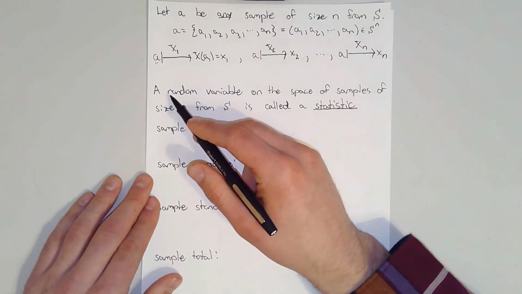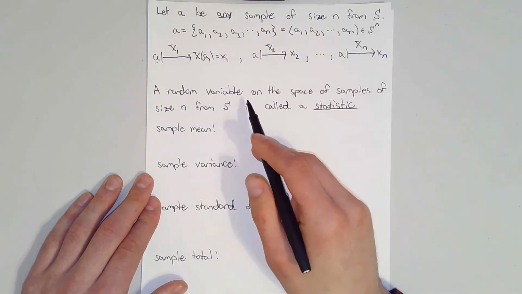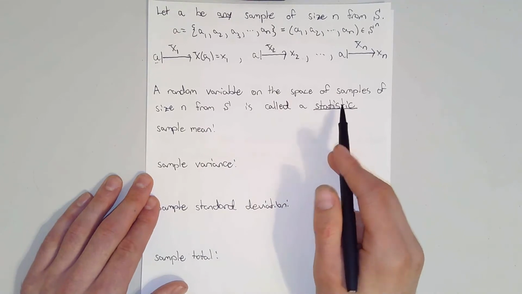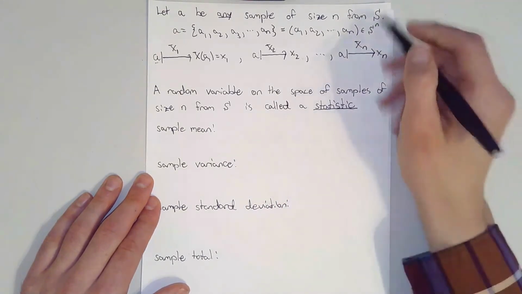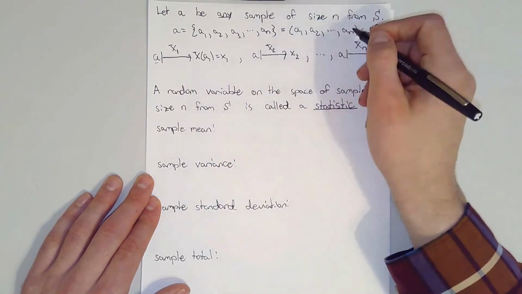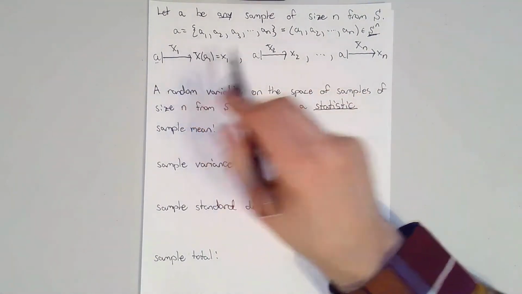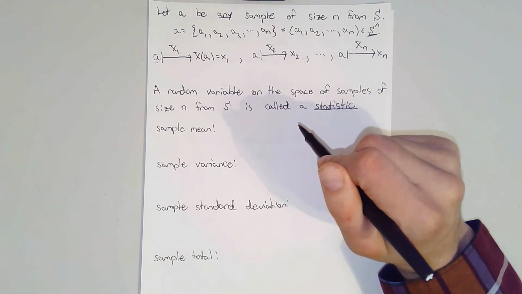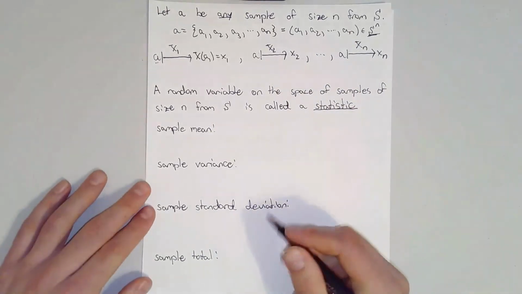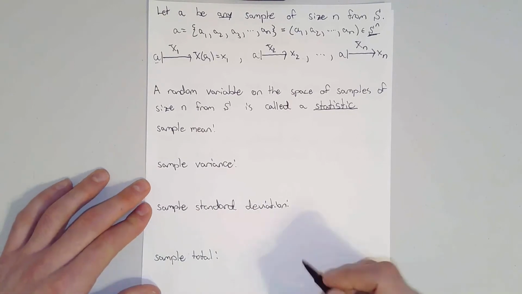So to give a definition of what these are referred to as, statistics. A random variable on the space of samples of size n from S is called a statistic. The space of samples of size n from S, the way to interpret that is simply S^n. In other words, n-tuples. So technically these are statistics, but when we say statistic, we really mean the following. We want to think of things like the sample mean, sample variance, and sample standard deviation as statistics.